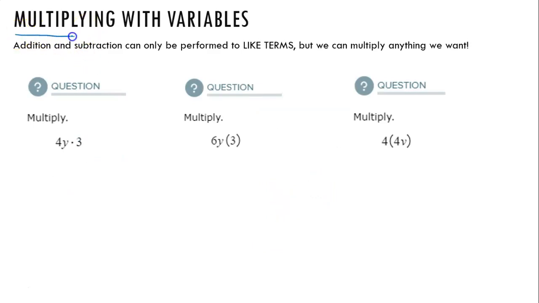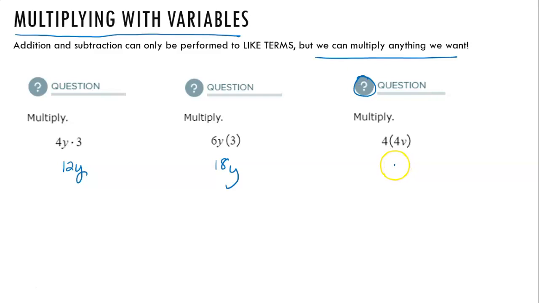Now, new topic, multiplying with variables. Addition and subtraction can only be performed to like terms, but we can multiply anything we want. You can multiply cats, you can multiply dogs. I can have twice as many cats as I have dogs. You can multiply anything you want. So 4y times 3, I don't need the 3 to have a y, that just becomes 12y. Don't forget that the parentheses with something next to them are telling you to multiply, so 6y times 3 becomes 18y. You pause the video and try this one on your own.